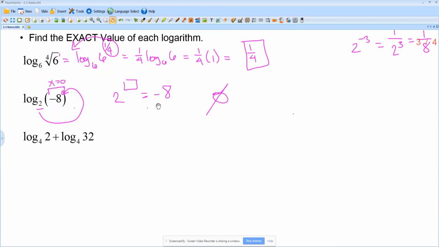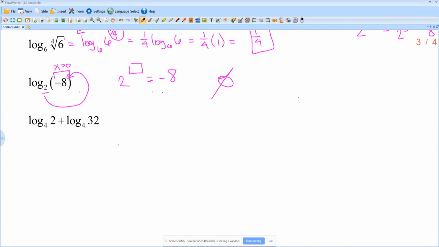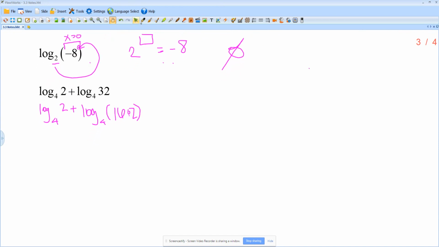All right, fun. Log base 4 of 2 plus log base 4 of 32. So if I'm talking about splitting some of this, I can't really split 2, so I'll leave that. Log base 4 of 2 plus log base 4 of, I can rewrite 32 as something like 16 times 2. Rewriting it as 16 times 2, I can now split this as addition. So log base 4 of 2, log base 4 of 16, and another log base 4 of 2.